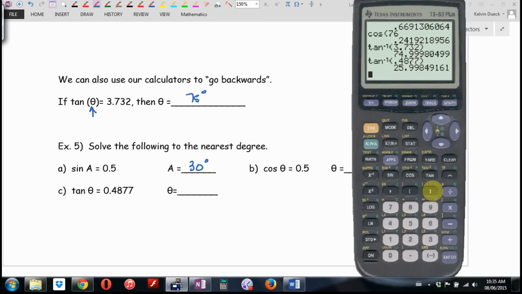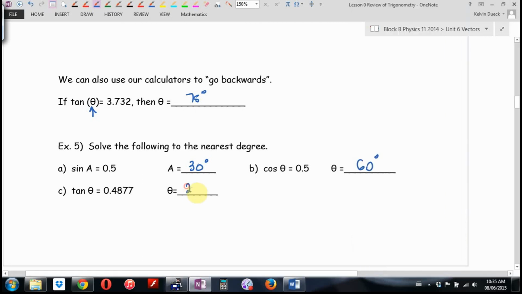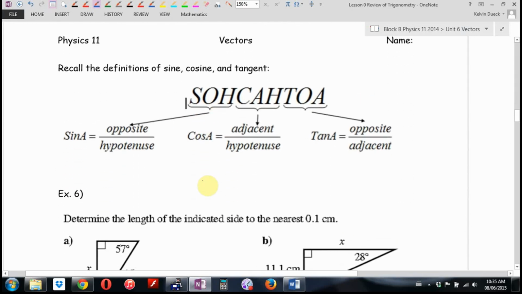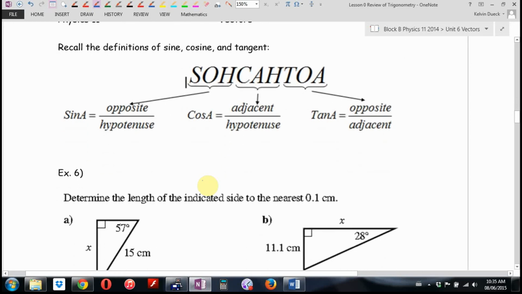26 degrees? Yep. You need to know how your specific calculator works for trig. And if we put it all together, we had this. We had the definitions, turn the page. Yes, it is. Of sine and cosine and tangent.